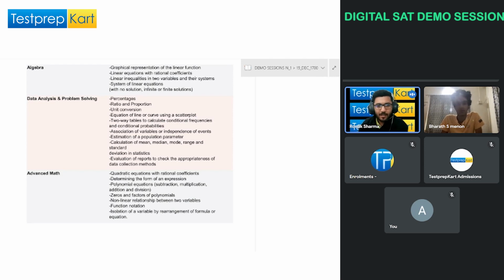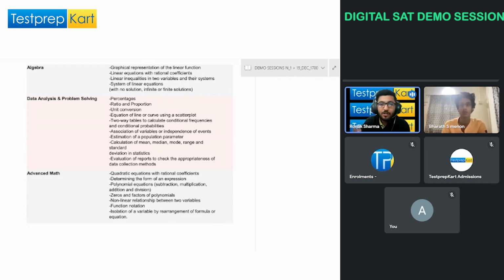So basically, as you know, from next year the whole pattern is going to change. We're going to have the digital SATs. So definitely they have changed the whole pattern of the math section also. Earlier we were having 58 questions, but now you just have 44 questions. Earlier you were getting 80 minutes, but now you're getting 70 minutes.